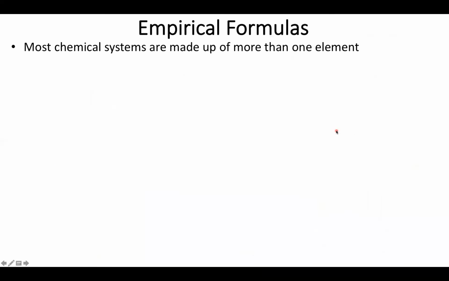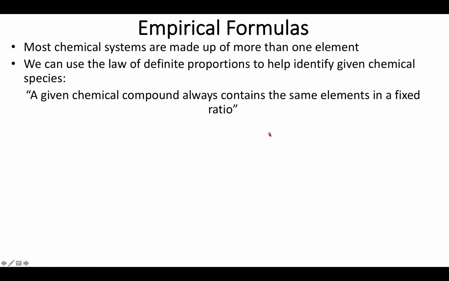So, one of the big things about chemical systems is that most of the time we're looking at combinations of different elements in specific ratios. And these make all of the various objects we're familiar with. So, a good place to start is our good old law of definite proportions.